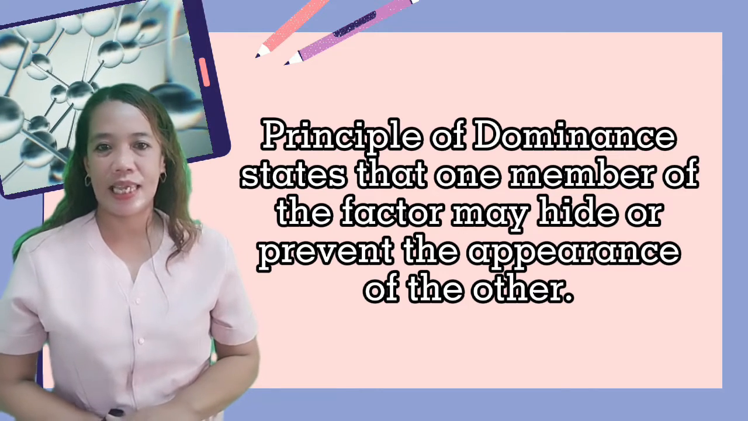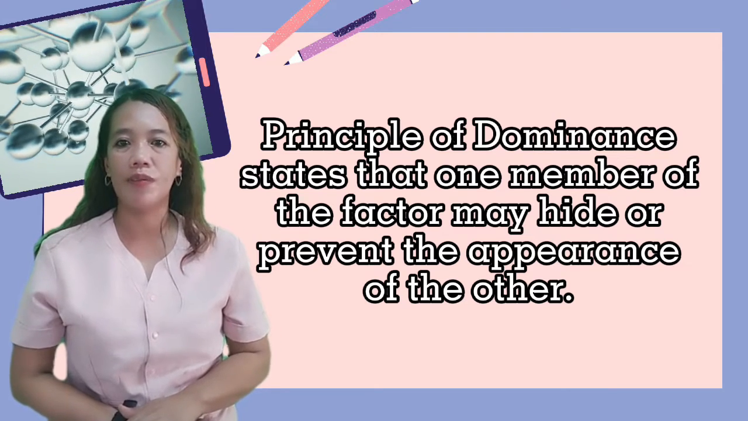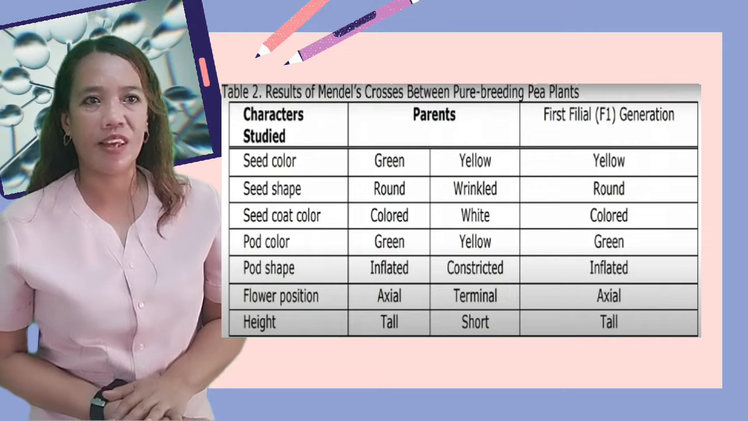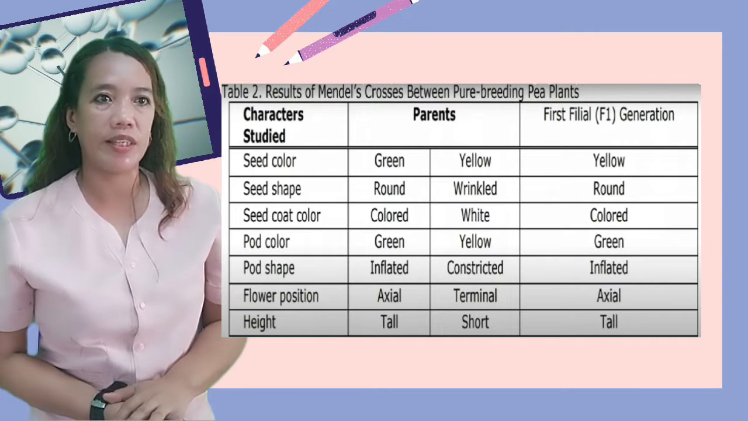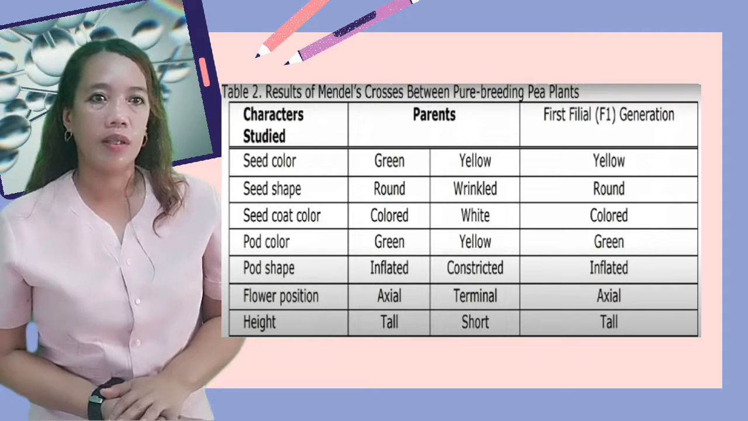The principle of dominance states that one member of the factor may hide or prevent the appearance of the other. Going back to the results, we observed that in the first filial generation, only one trait is expressed out of the 2 traits of the parents. Like the seed color, the offspring is colored yellow. This trait is a dominant trait which hides or masks the appearance of the other trait. And the trait that does not appear or express in the F1 generation is called a recessive trait. A recessive trait may appear in the second filial generation.